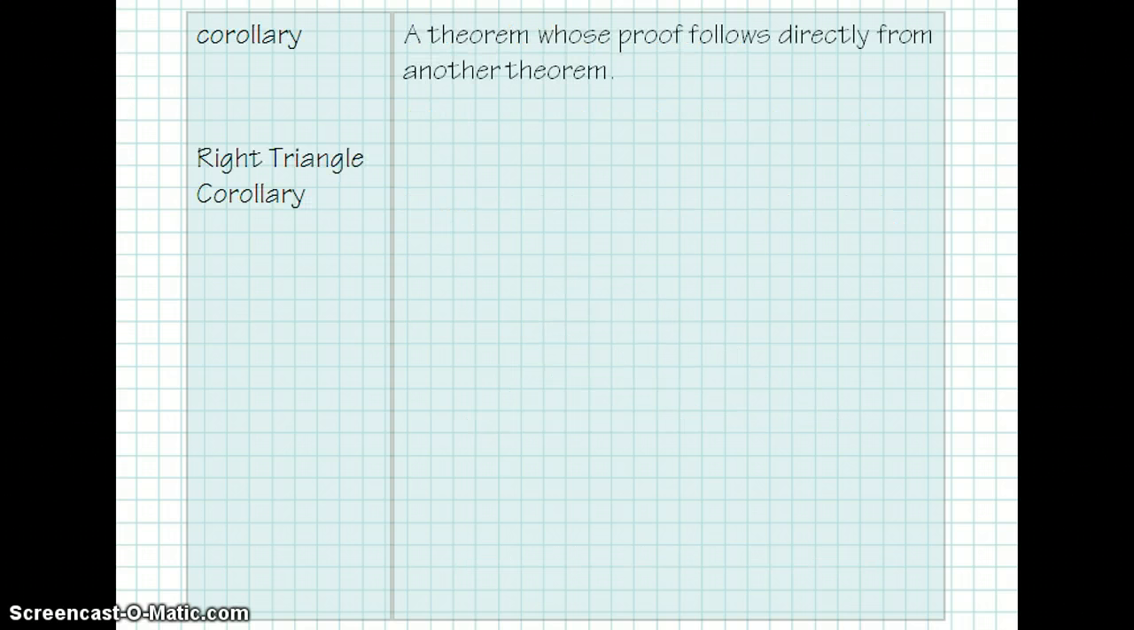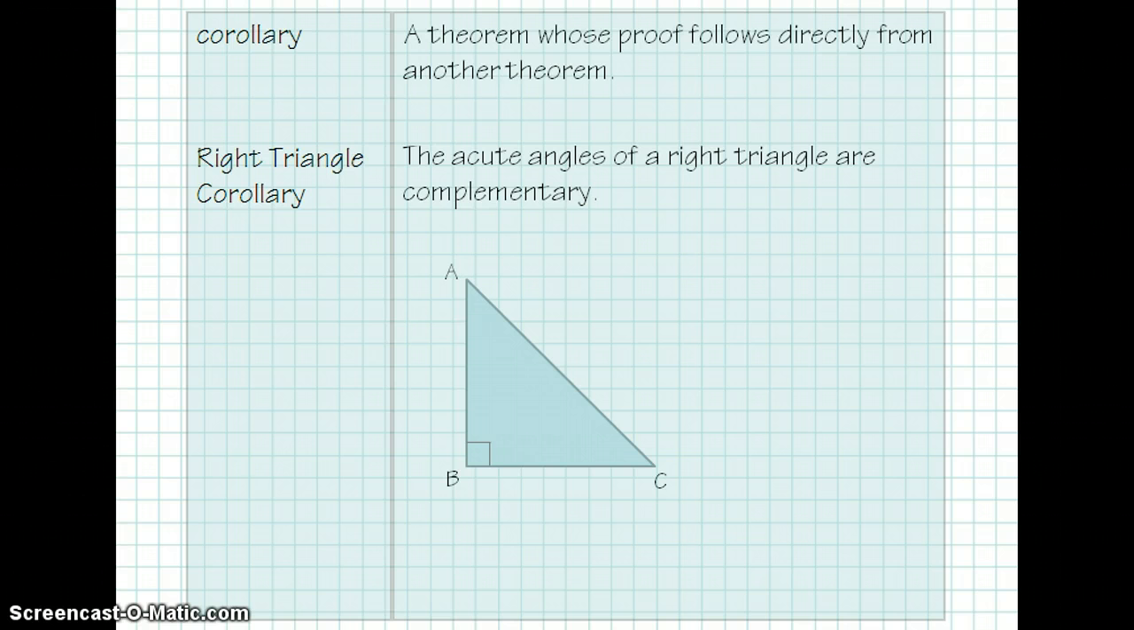Now, one thing we've talked about is theorems being things that we can know or can prove to be true. Another word that's going to come up is corollary. Now, a corollary is a theorem, but it kind of comes out of another theorem. So it's kind of like a sub-theorem. And so the triangle angle sum theorem has a corollary called the right triangle corollary, which says that the acute angles of a right triangle are complementary.